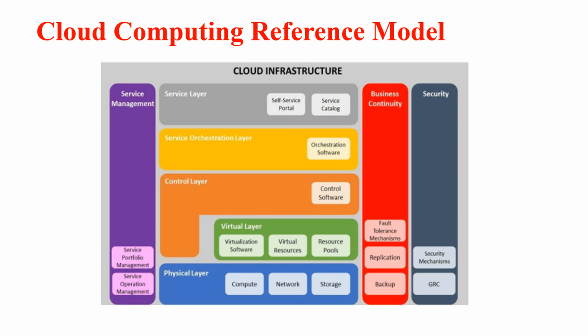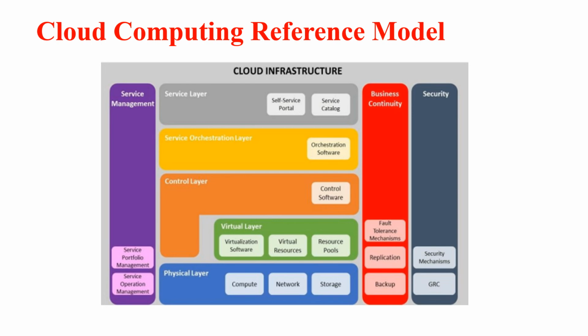Then there are 3 more things: business continuity, security, and service management. These 3 are called the cross-layer functionalities. Security provides security for the customer; in the cloud reference model, it protects the customer's or consumer's information. Business continuity is responsible for handling any kind of faults. It is responsible for data replication and the backup process.